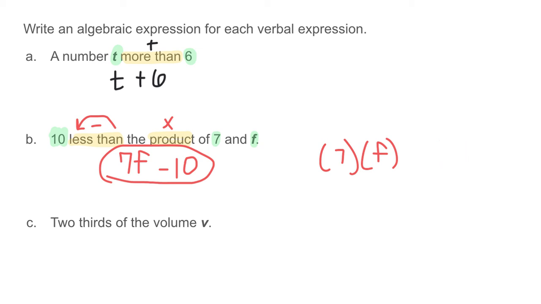And then for C, it says 2/3 of the volume V. Now, it looks like there's not really a word in here that tells me what operation to do, but there is. Of is an operation word that means to multiply. So I'm going to do 2/3 times V. All right, let's keep going.